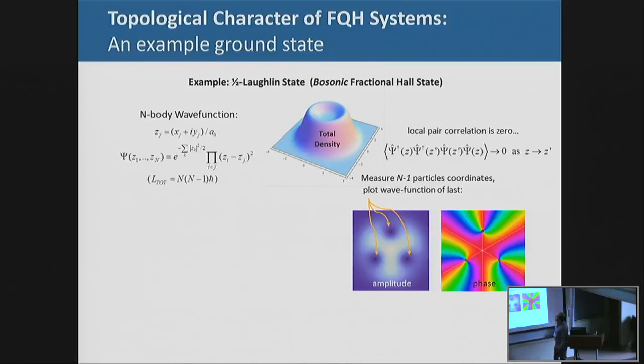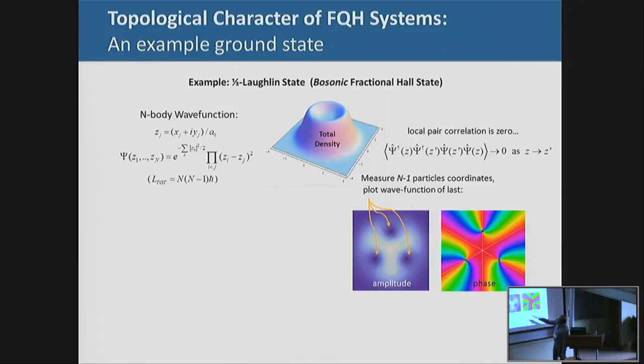Probably most of you know these kinds of states look like this, but here is a half-Laughlin state. So this is a bosonic fractional Hall state. I'm going to be talking about bosonic atoms. And so we would write the N-body wave function if we use complex coordinates in a two-dimensional system where we take x and we add i y to it. Then we would write the wave function something like this.